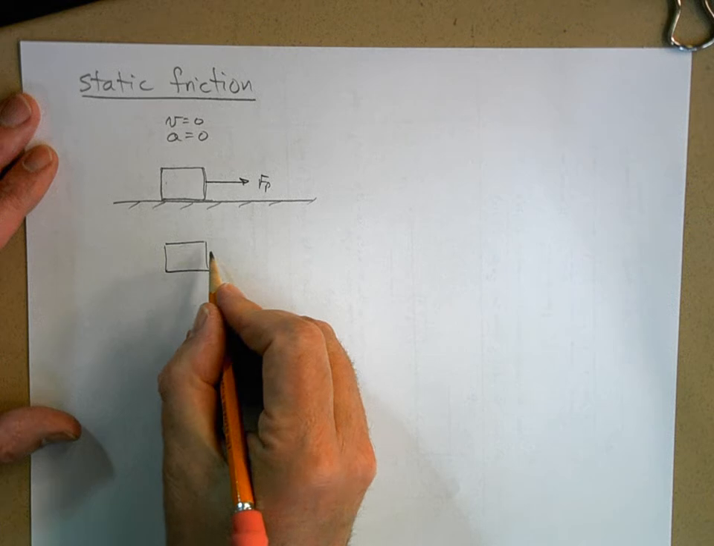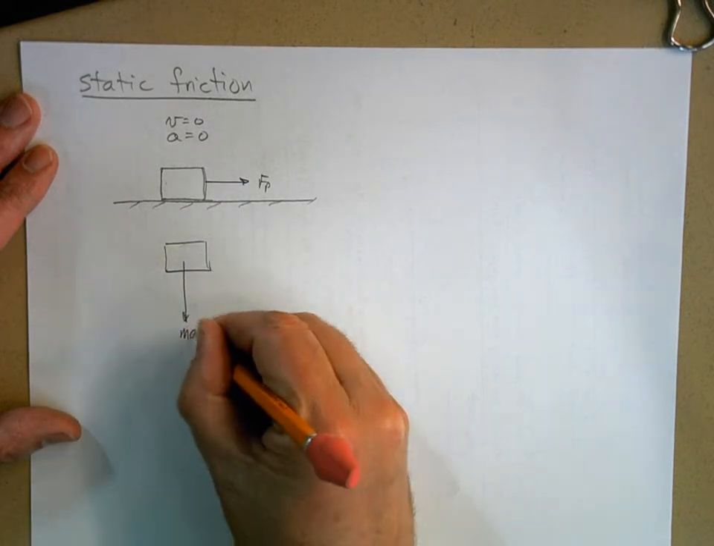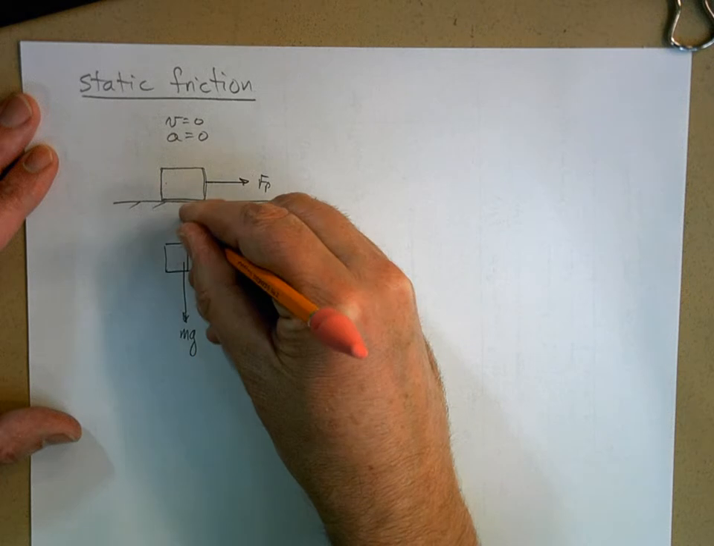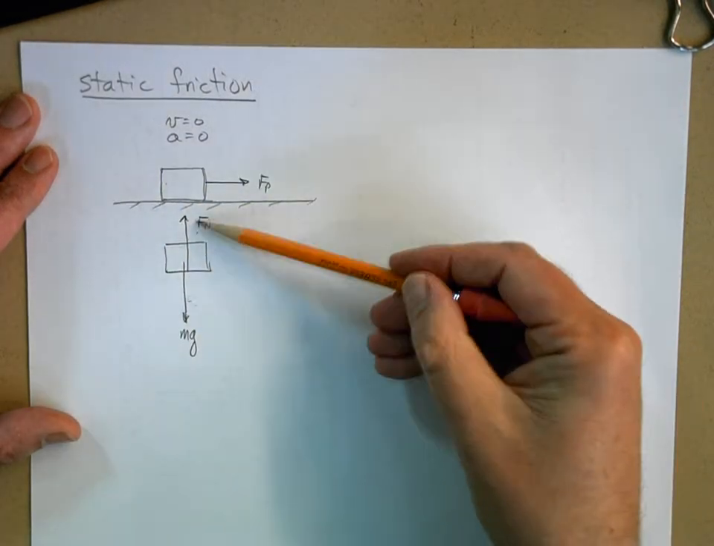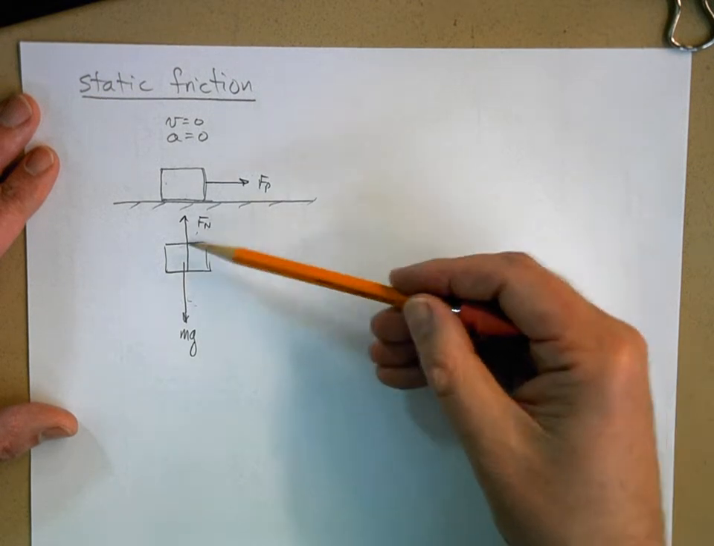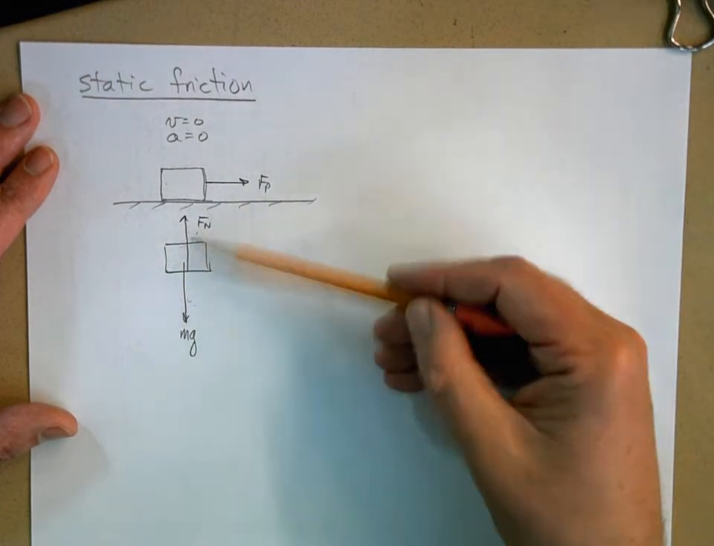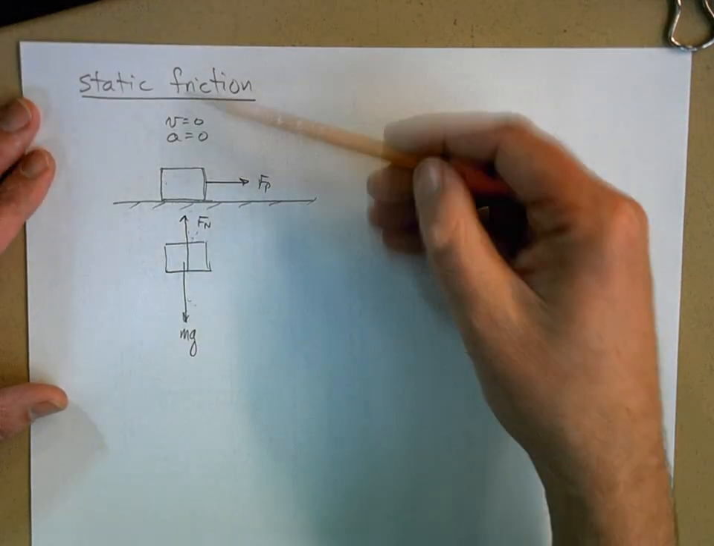And we've got mg like this, the weight of the object, and then this is the normal force. Do you see that the normal force in this situation is just equal to the weight? You can sum the forces in the y direction and say the normal force is just supporting that weight, because it's not going to accelerate up or down.